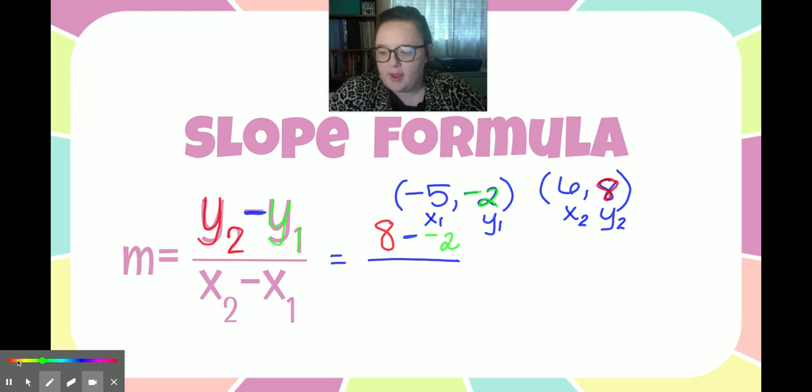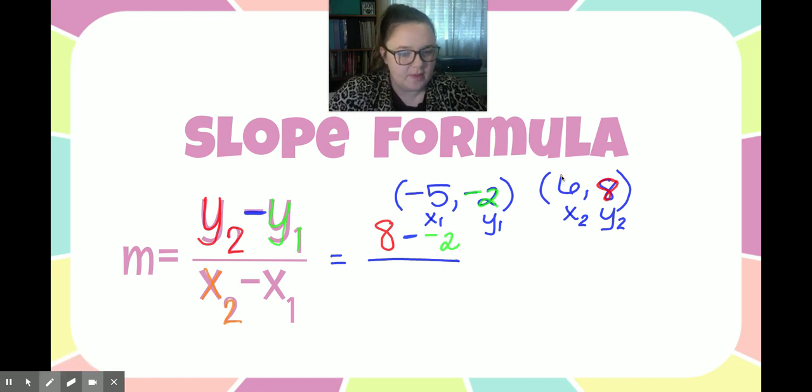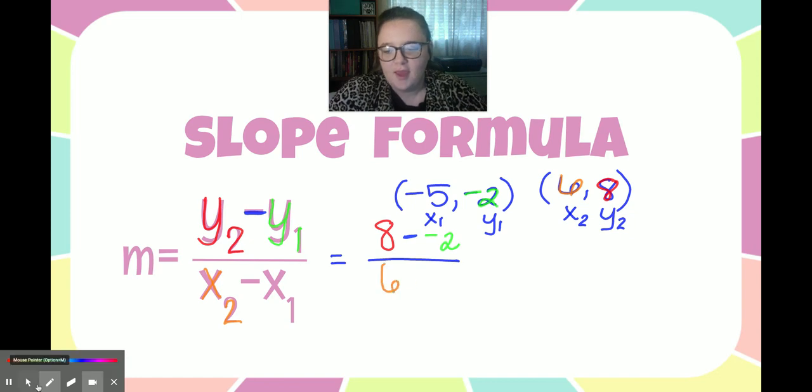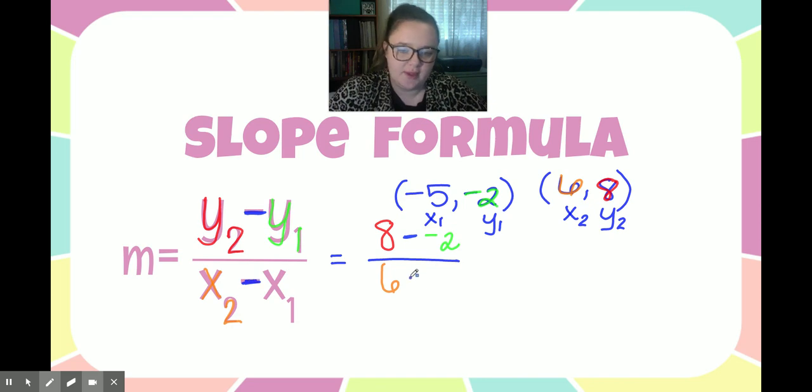I'm going to look at the bottom now, and I'm looking for an x2. My x2 is way over here in this point, and it's a 6, so I'm going to bring that into my formula. And then again, there is a minus sign in that formula, so I have to write that minus sign.